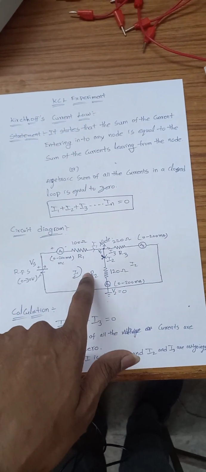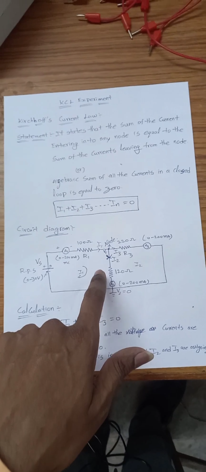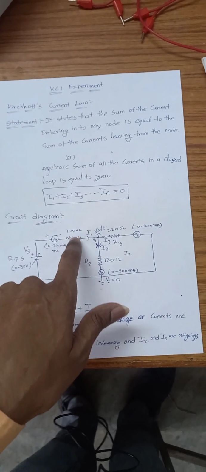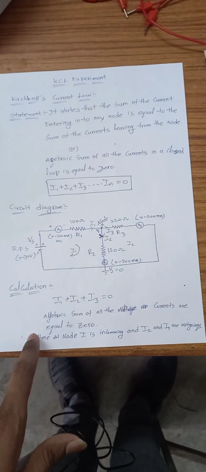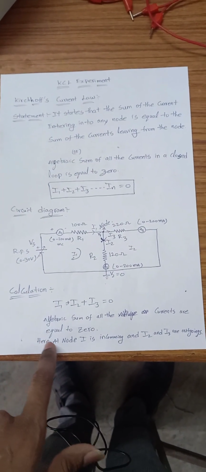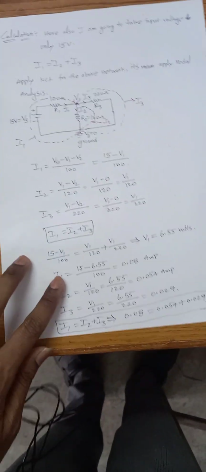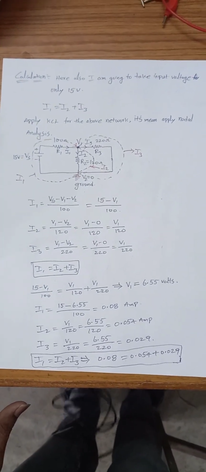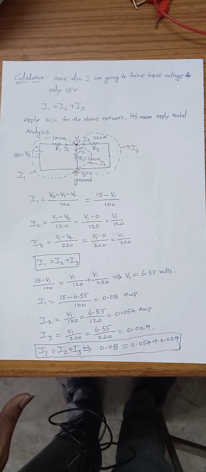But in your kit the circuit is completely different, in the sense you have to do the theoretical calculation according to your circuit. So whatever the circuit may be and whatever the resistance values may be, we can follow these calculations only. So this is the complete calculation part of the KCL, Kirchhoff current law.